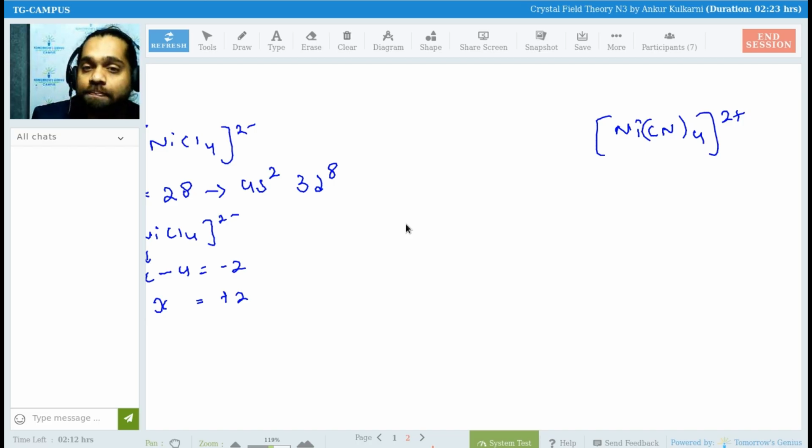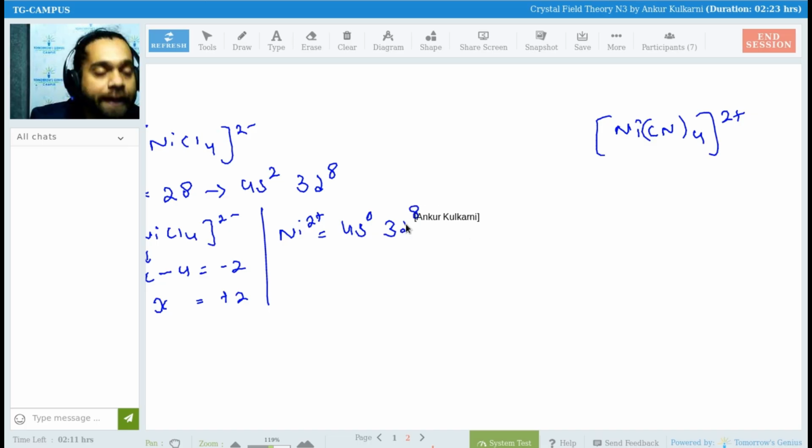What is the meaning of +2? Plus charge. When do we get plus charge on anything? Correct, when it loses the electron. So simple. You have to remove 2 electrons. So what will nickel 2 plus become? Nickel 2 plus will be your 4s0 3d8. Now over here, this is where your VBT starts.